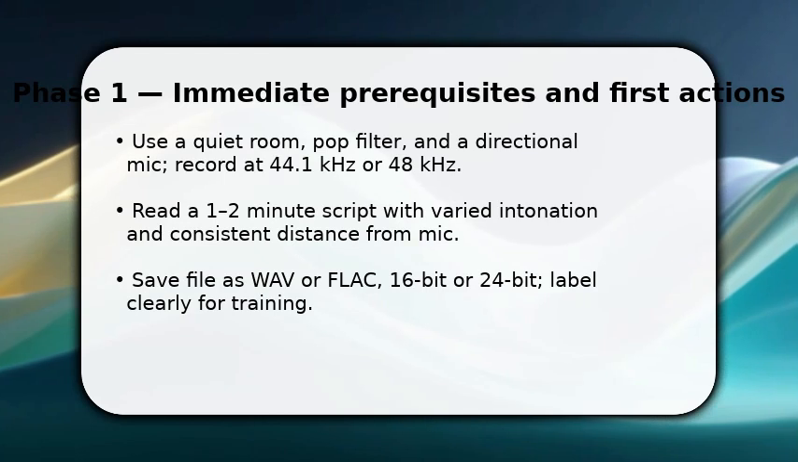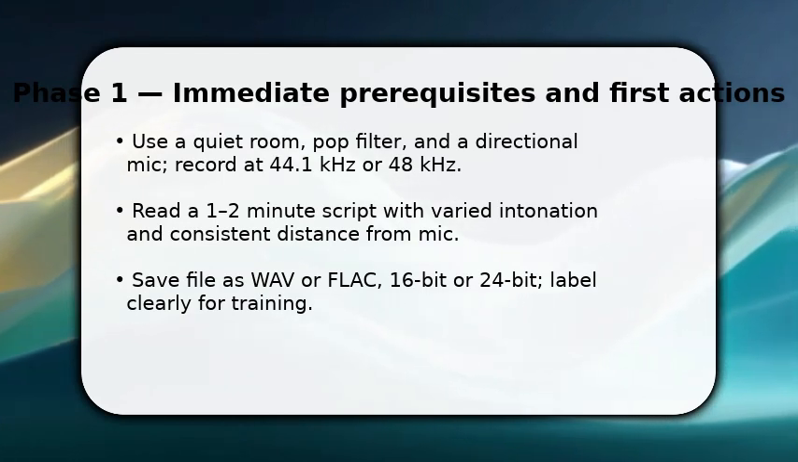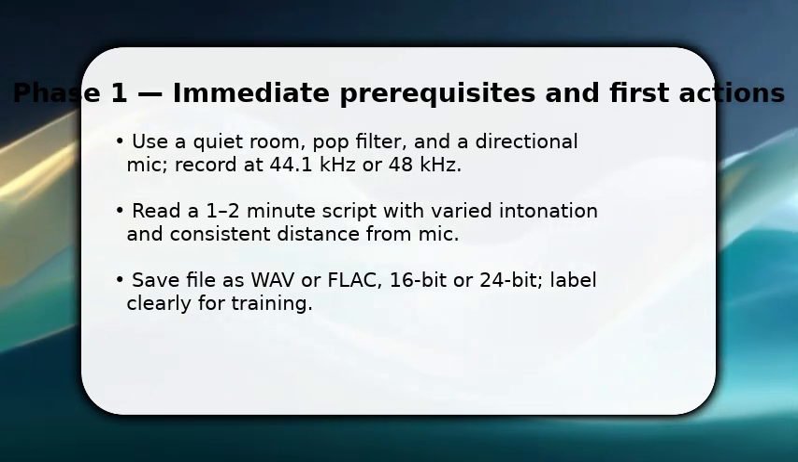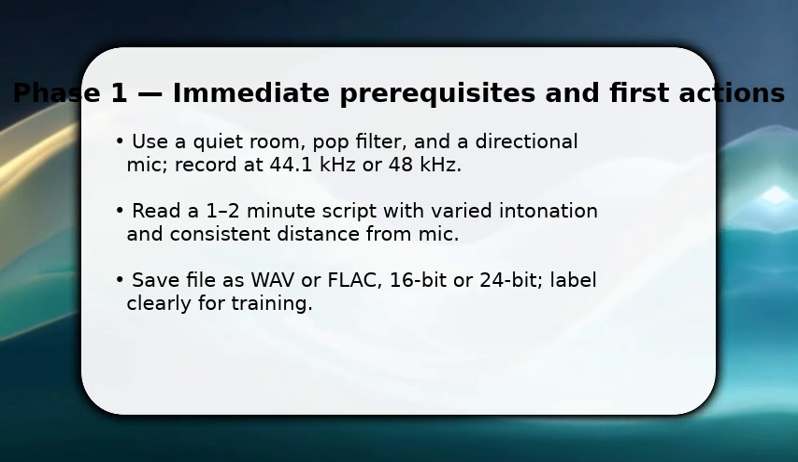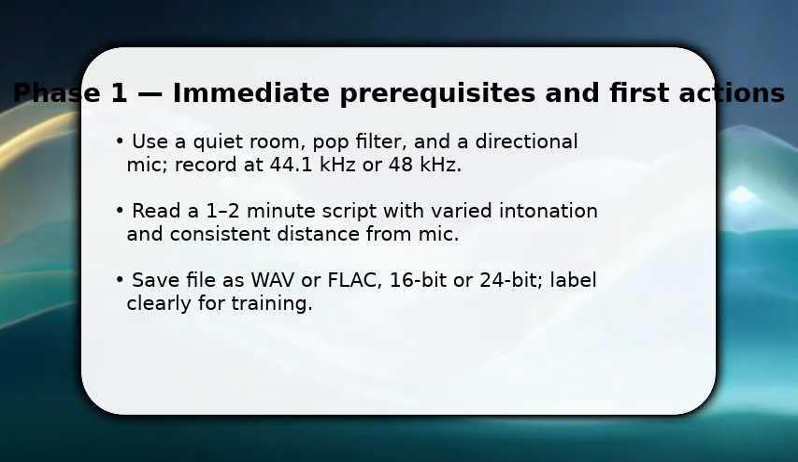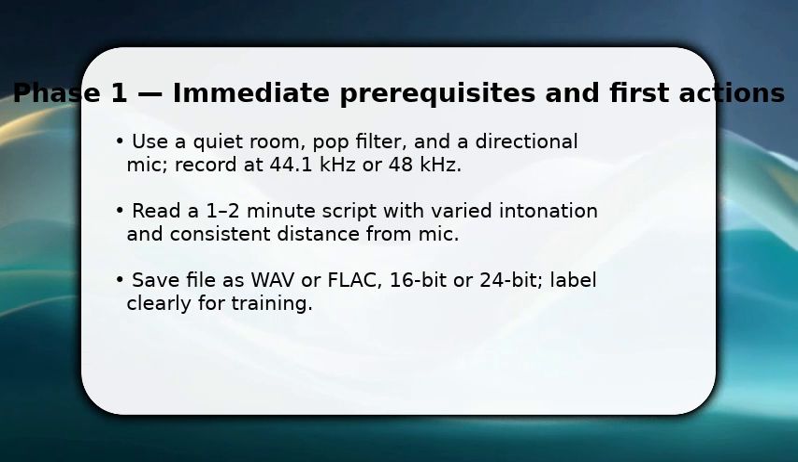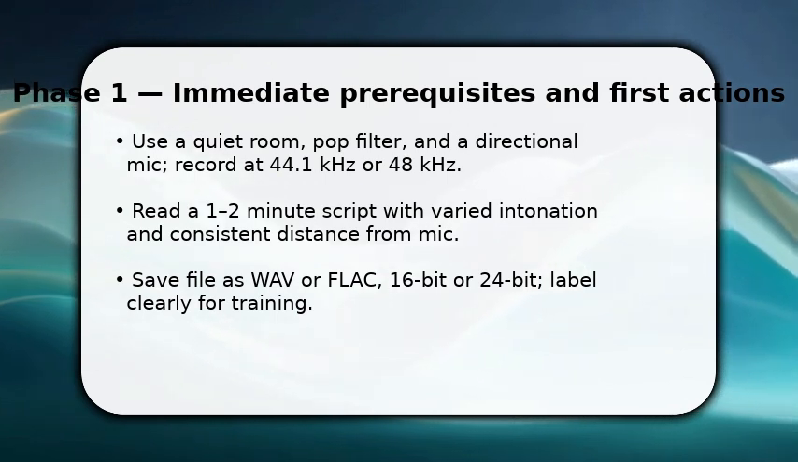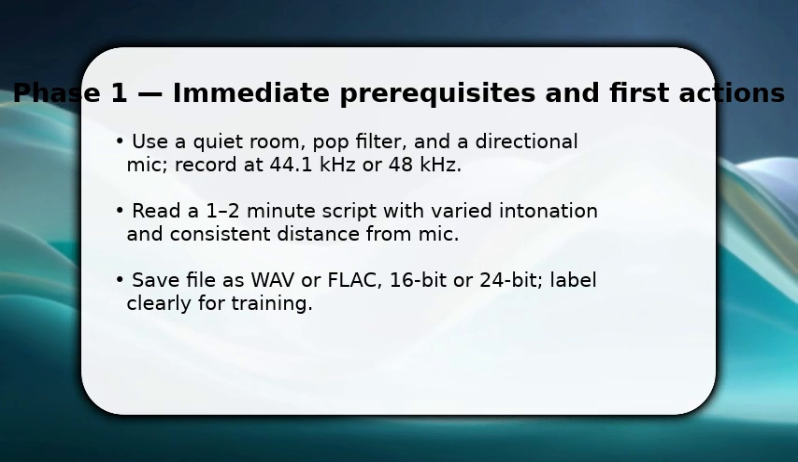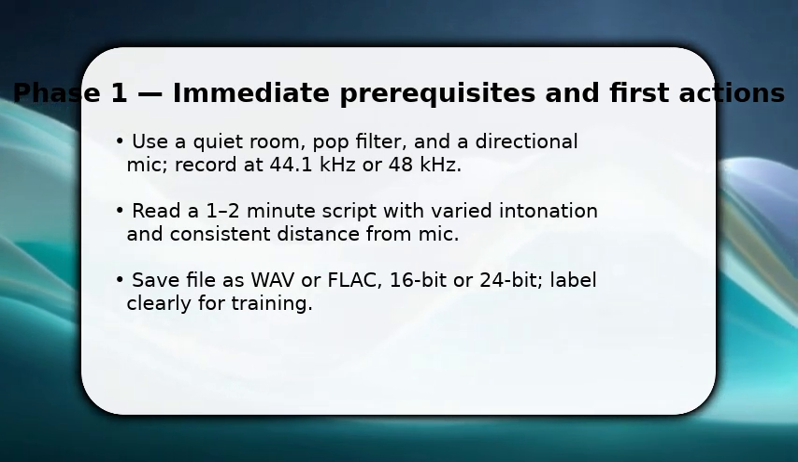You start by capturing clean source audio so the model learns your natural voice. Use a directional mic and a pop filter and sit in a quiet room. This reduces noise and room tone. Record a 1 to 2 minute script that covers pitch, pace, and emotional variance. This helps the AI reproduce natural prosody.